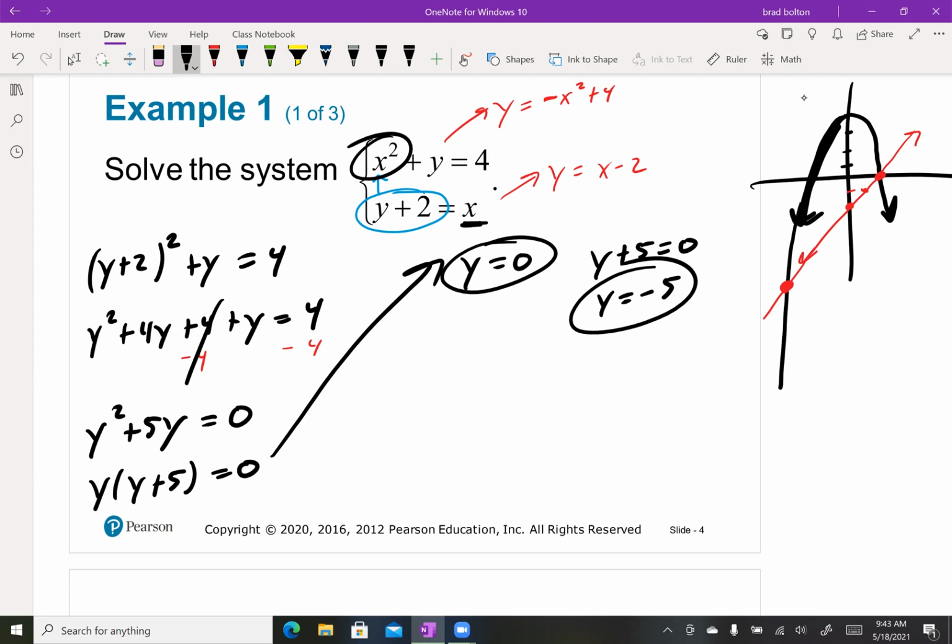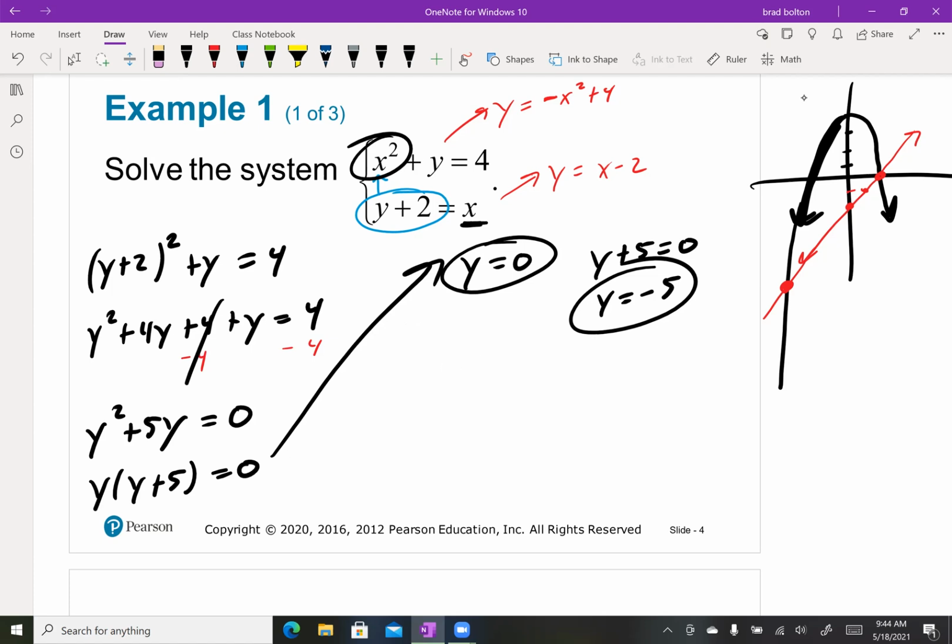Okay. However, when you're solving a system, normally you want to know the x and the y values. So all we have done is find the y values. So we now have to find the x values. Well, it looks like y plus 2 equals x will be the nicest one. So I'm going to plug 0 into this. So y equals 0. And I'm also going to do y equals 0. Oops, y equals -5.